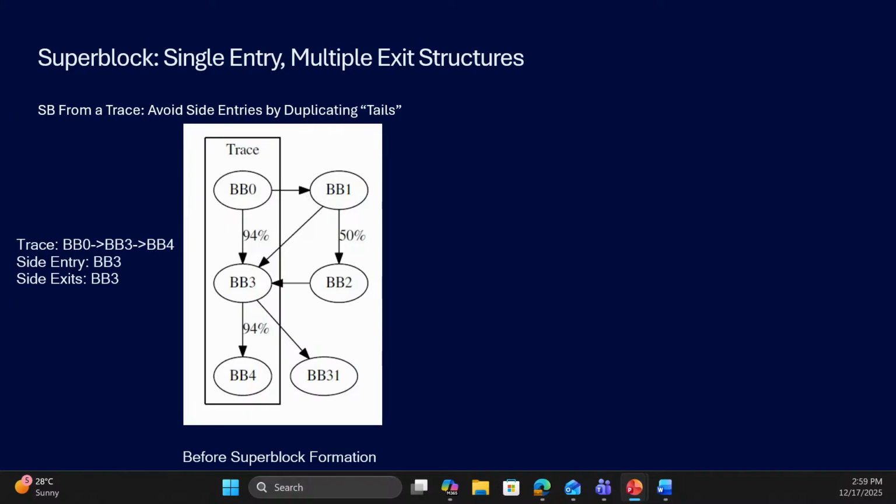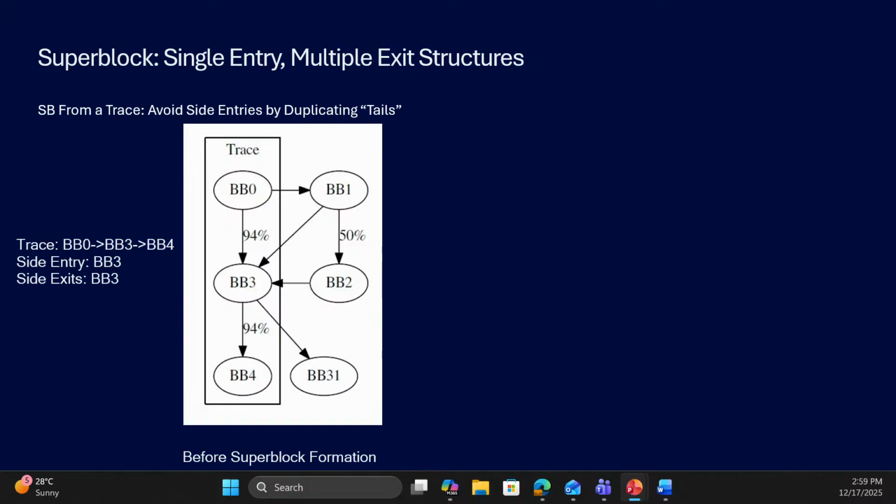Okay, which is a trace here? BB0, BB3, BB4. So we have already linearized these. Why did we do such linearization? Because we don't want to take branches. So most likely the control will flow from here like this without branching elsewhere. That's why we linearize this trace.